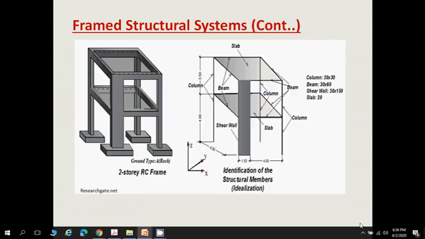This is a pictorial view of a framed structural system in which you see the slabs, beams and columns are interconnected, and the load of the slab is directly transferred to its surrounding beams, and then the beams transfer the load to their interconnected columns. Then the columns transfer this load to the foundation, and the foundation to the soil strata. So this is the load path flow of framed structural systems.